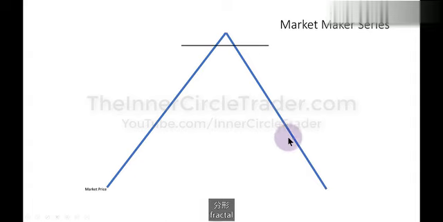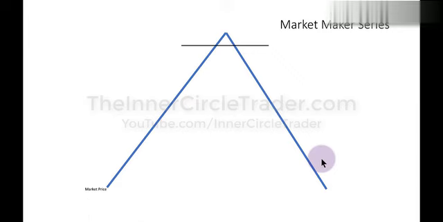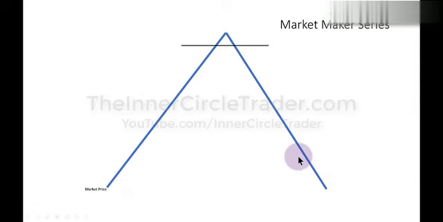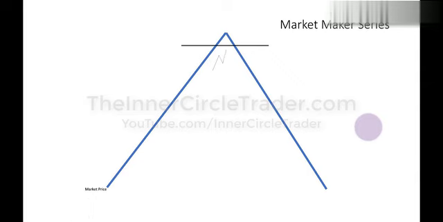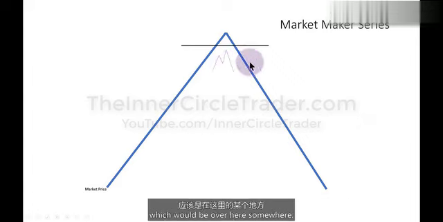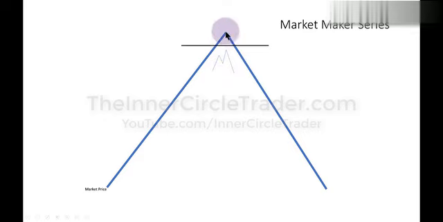This whole fractal, or price swing, is what we're trying to strip down to its basic components. What elements occur inside this entire price range? That's what we're highlighting here with the models. The high can form, obviously, with the higher high and then breaking down, which sets up a potential bearish ICT breaker, which would be over here somewhere. But the high and then higher high forming this high, this is what I like to see. I'm more confident with this pattern.